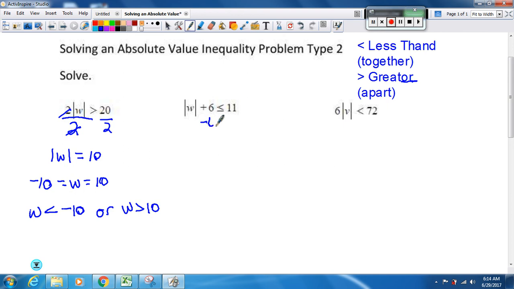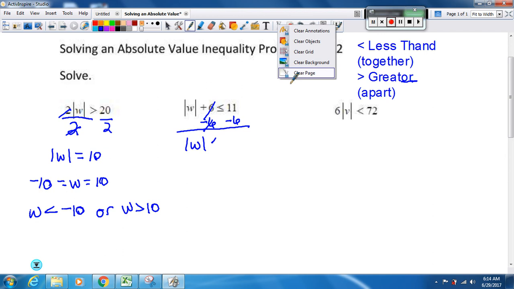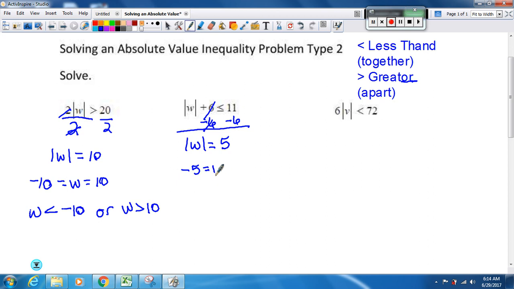So on the next one, we can't have that positive 6. So I have to subtract 6 from both sides. So I get the absolute value of W. Again, I'm going to call it equals for now while I work with it. So equals 11 take away 6 is 5. Get rid of the absolute value symbol by putting a negative 5 out front like this. Equals W equals positive 5.